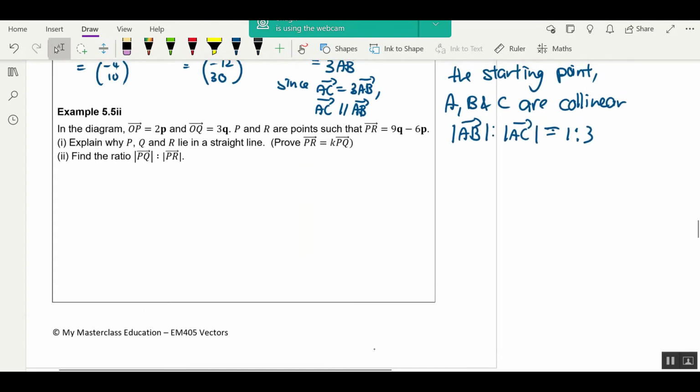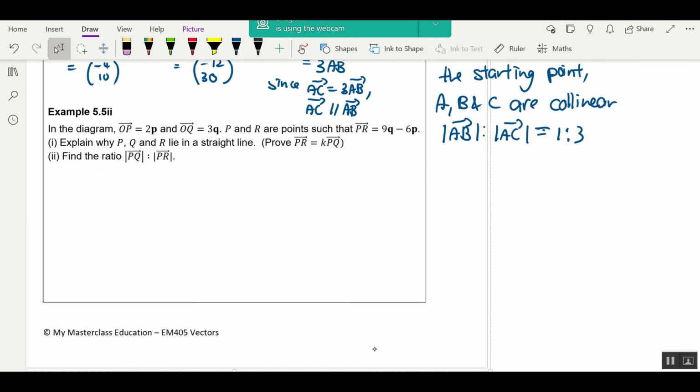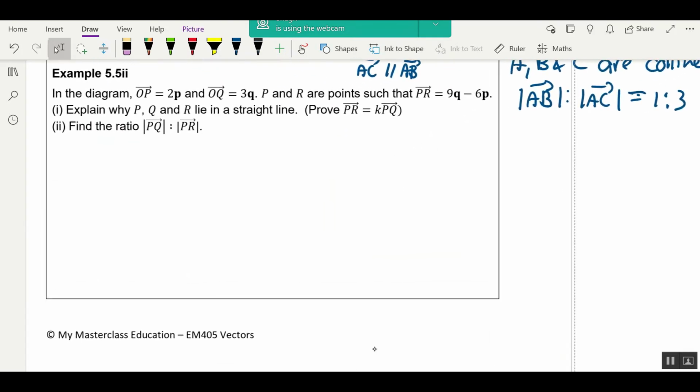So for the next example, OP and OQ are given this way. Explain why P, Q and R are in a straight line, given that PR is equal to this. Okay, so they give you some piece of information. Maybe let's just draw something. It doesn't need to be accurate.